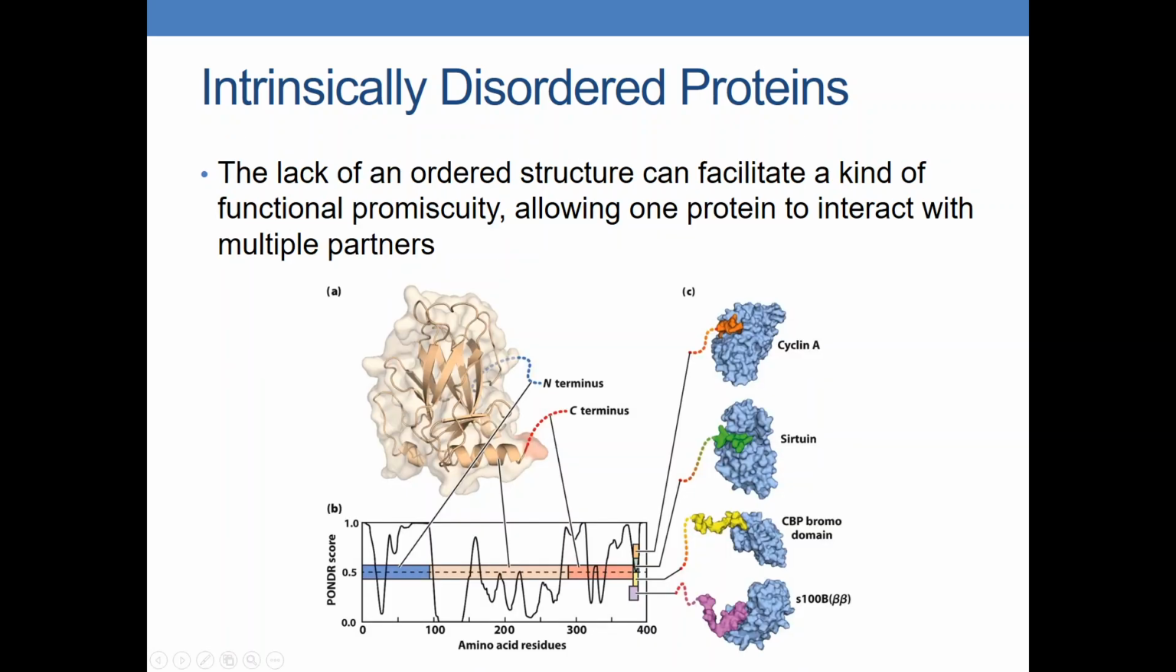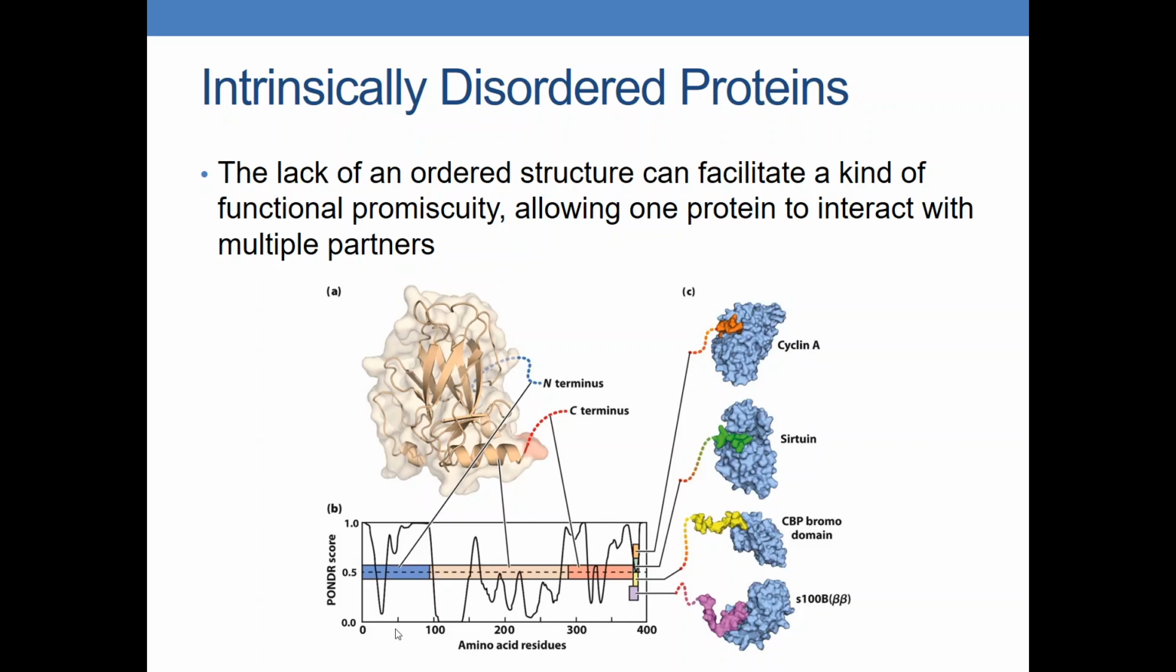Okay, so here's an example. This is a protein that has a folded core, but the N and C termini of this protein are considered to be intrinsically disordered domains. If we look at a predictor, you'll see this is what we call a PONDR score. And this is PONDR score as a function of amino acid position. The higher the number, the more likely that your amino acid at that position is going to be disordered. And by disorder, I mean intrinsically disordered.